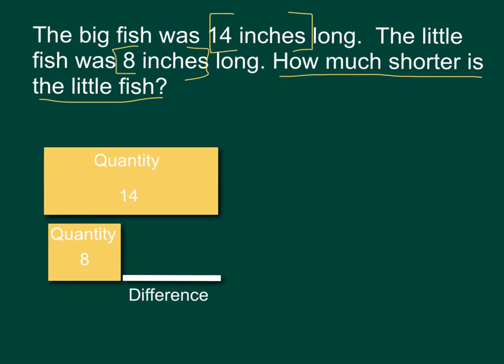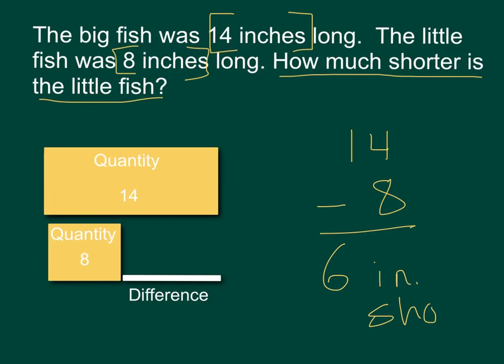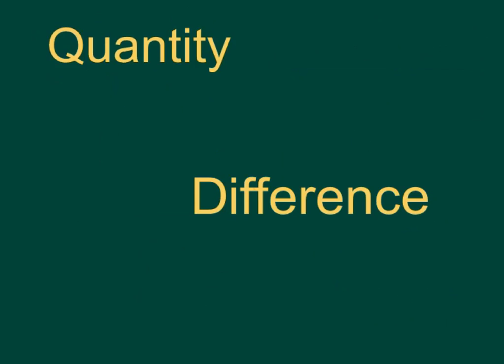So if I write my problem again, start with the larger number, 14 minus 8 equals 6, and the little fish is 6 inches shorter. So comparison number stories take two quantities and compare them together and find their difference.